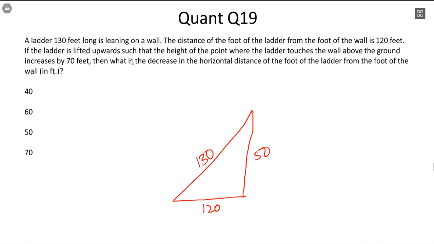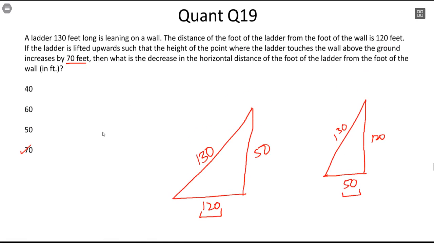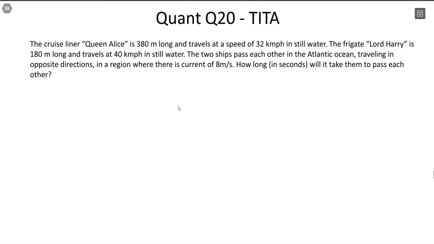If the ladder is lifted upwards such that the height of the point where the ladder touches the wall above the ground increases by 70 feet. Previously it was 50. Now it will be 120. It is still 30 here. The base will now become 50. Then what is the decrease in the horizontal distance of the foot of the ladder from the foot of the wall? Previously it was 120, now it is 50. So the decrease is 70 only. Very straightforward question. Again, you wouldn't even need to make diagrams if you were familiar with Pythagorean triplets and they run in your head at all times.